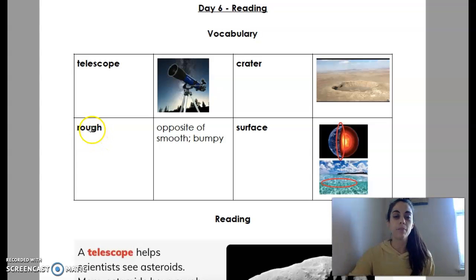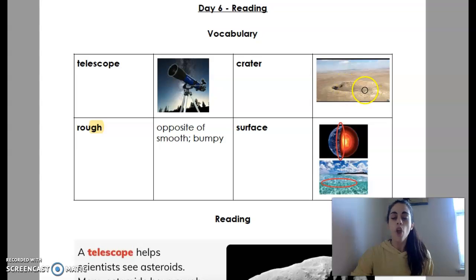Listen to how rough is pronounced. Think about what sound you hear the GH making in this word. Rough. Listen again. Rough. In this word, the GH makes the f sound. Sometimes at the end of words, the GH makes the f sound. Let's read it together. Rough. Good.